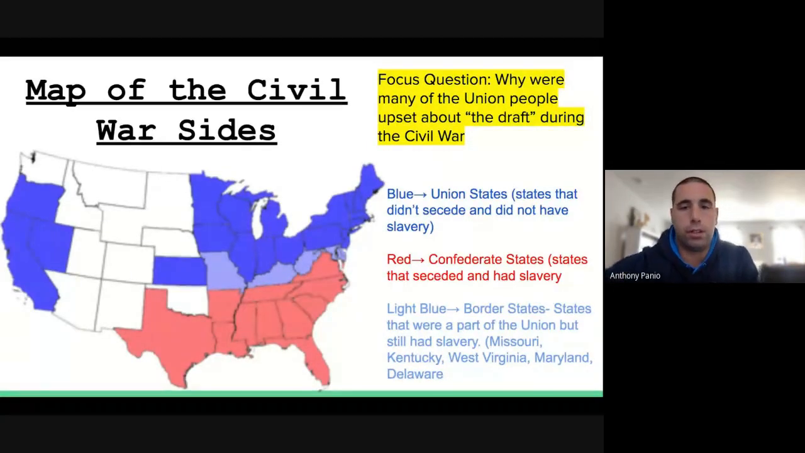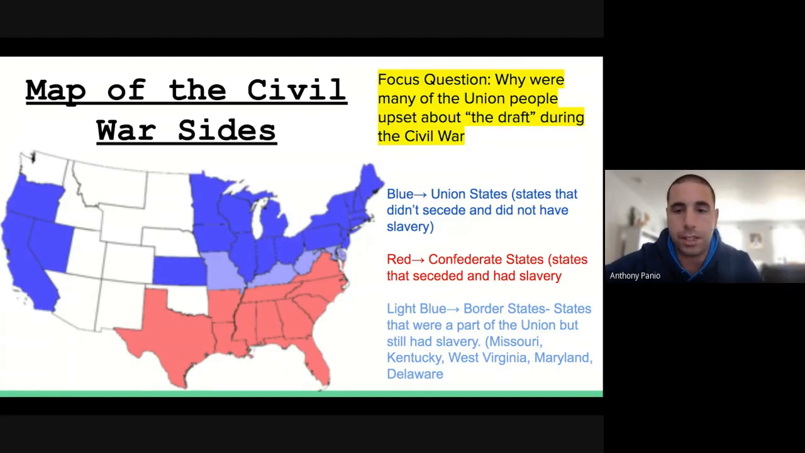All right. So in this dark blue color, we have the map of the Civil War sides. We obviously have the northern states, which are the Union states. These are states that did not secede and did not have slavery. You could see a bunch of them here. You also see some states out in the west. I would say California, Nevada, Oregon had very little impact in this war because they're so far away. Most of the war is fought between the Union here and the Confederacy, though these states do have a very limited part in this war. They are technically a part of the Union states.